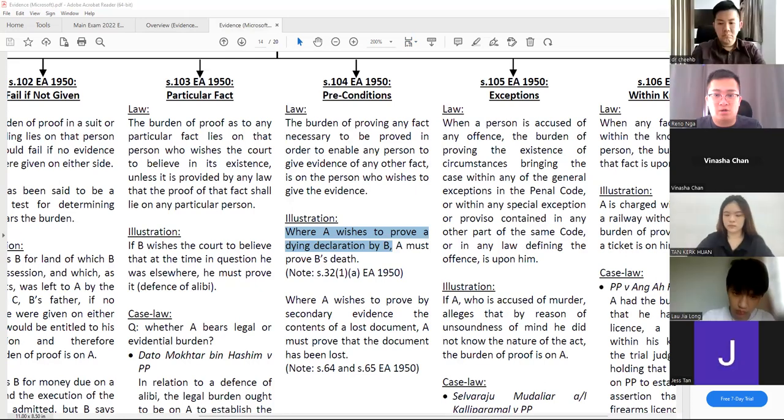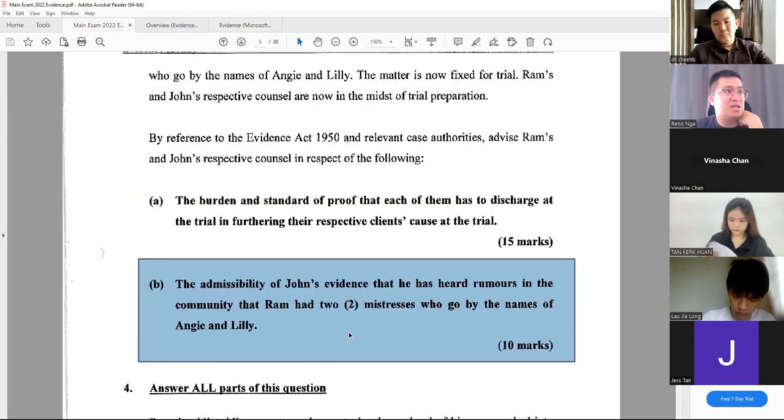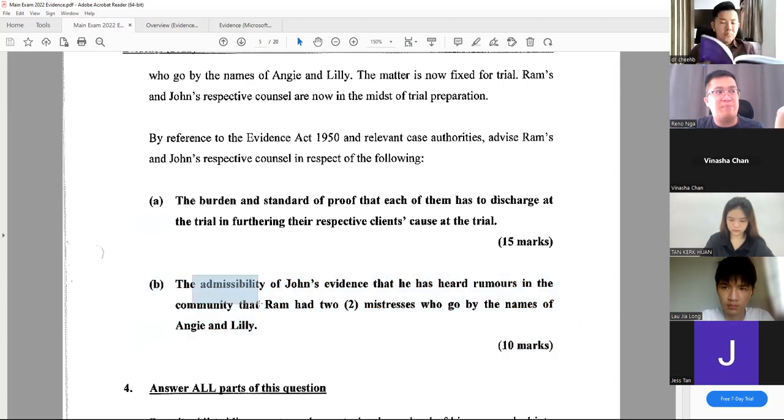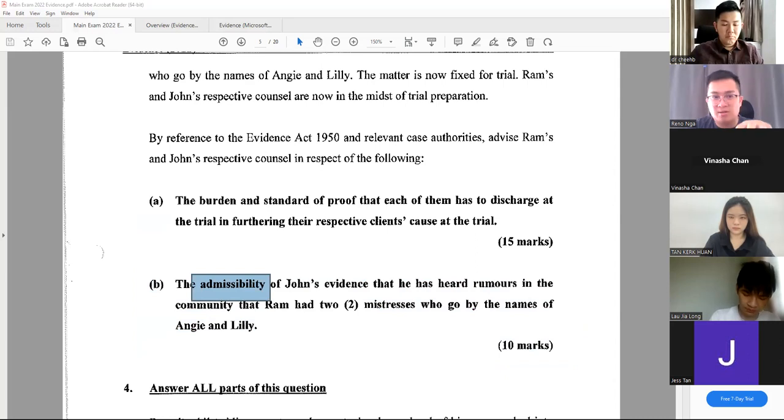So let us continue, shall we? Okay, I saw a lot of questions. Let me see. Can we argue that there is no relevancy since we never told whether the source is reliable or not? Okay, Keith, I think you can, but it's not for this question, because this question is clearly asking you about admissibility. What does it mean? Means can or cannot take this evidence. So it's not about relevancy.